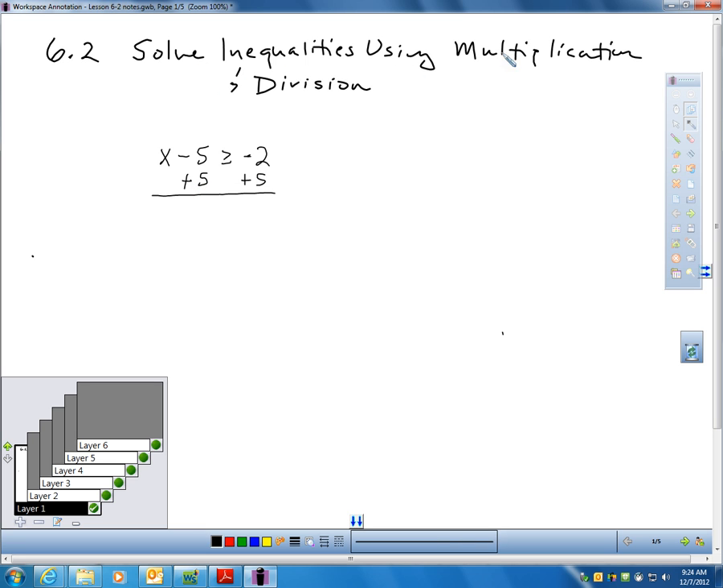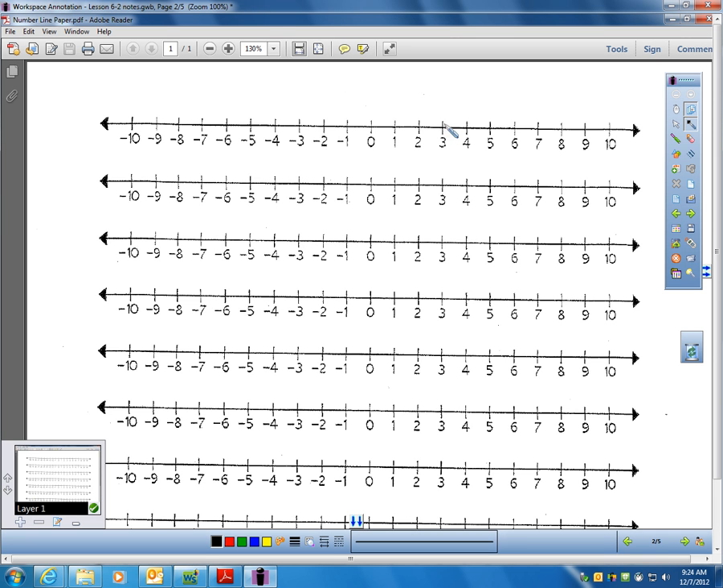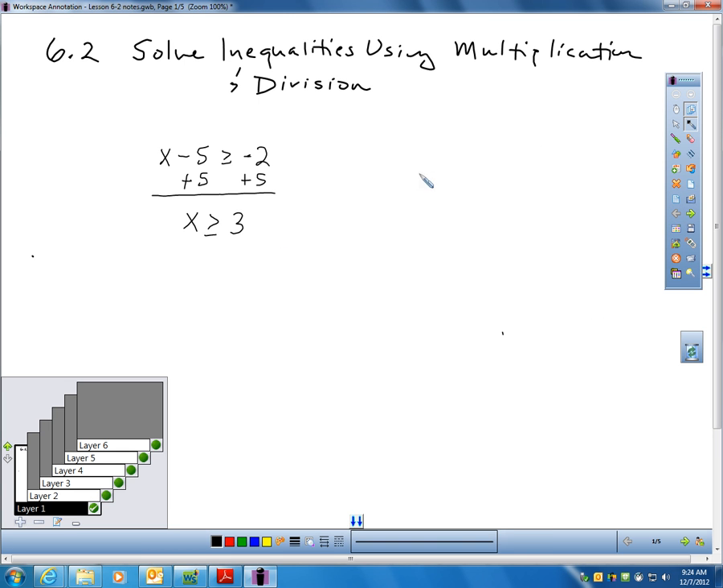It was solving inequalities using, remember, addition or subtraction. We're adding here to do this, and you would get x greater than or equal to 3. Then you would take graph paper and shade, color in 3 because we can equal 3, and then you would shade to the right all values that were greater than 3. That would be a review of what we did last section.